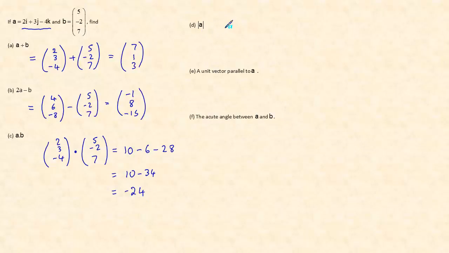So the next thing we want is mod A. So that's going to be equal to the square root of, and this one's a, 2 squared, add 3 squared, we don't need to worry about the negative because we're squaring, add 4 squared, so that's the root of 4 plus 9 plus 16, which is root 29.